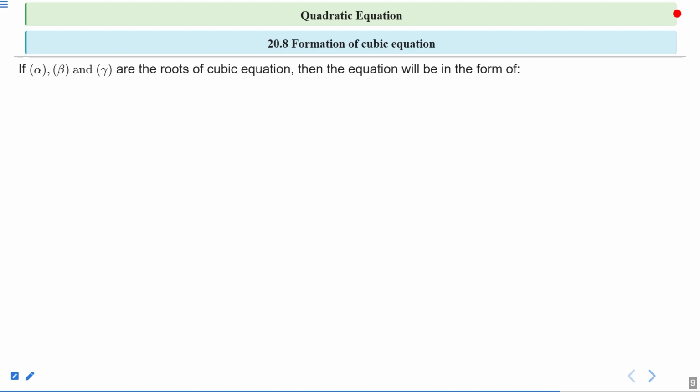Formation of a cubic equation. If alpha, beta and gamma are the roots of the cubic equation, then the equation will be in the form of x³ - (alpha + beta + gamma)x² + (alpha beta + beta gamma + alpha gamma)x - alpha beta gamma = 0.